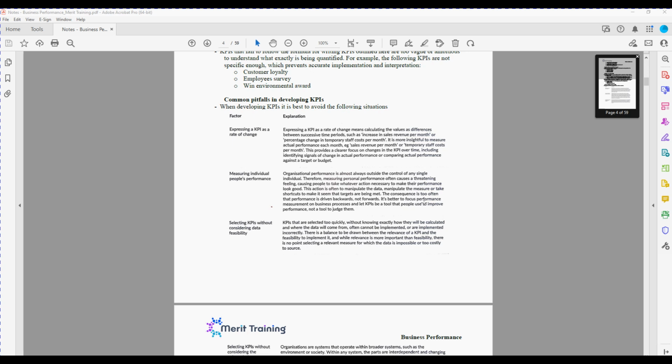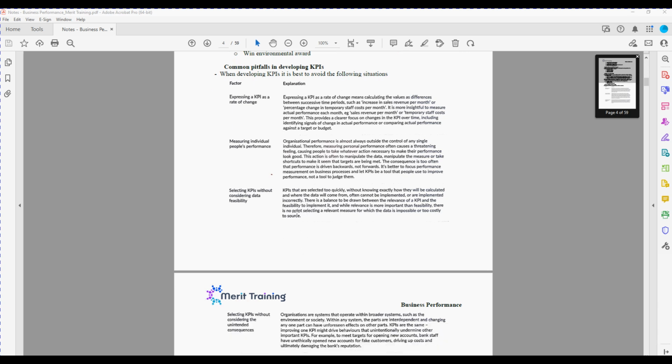I mean, there's no harm in having an additional KPI which does express it as a rate of change, but we do need to know fundamentally our KPI as a speed equivalent, which measures what our KPI is over time, not how fast our KPI is changing. Next is measuring individuals, people's performance.